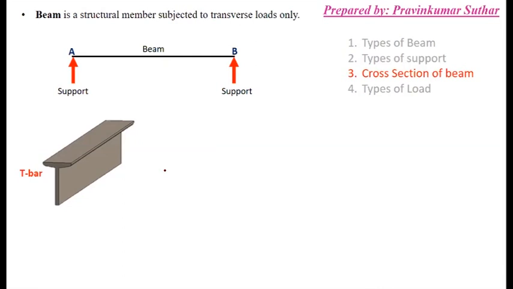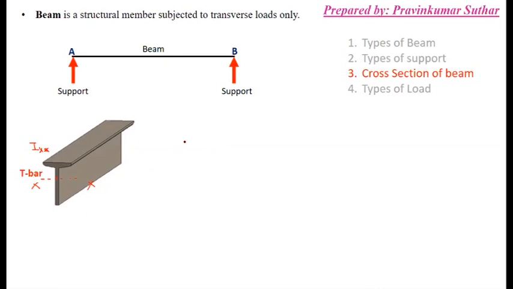So simply in this diagram you can see this is a T bar. Maybe this type of cross section you can use, but you just have to calculate the moment of inertia of the T shape. First you have to find the centroid of this T section. After that, from XX you have to find the moment of inertia IXX. That will be used in this bending equation.